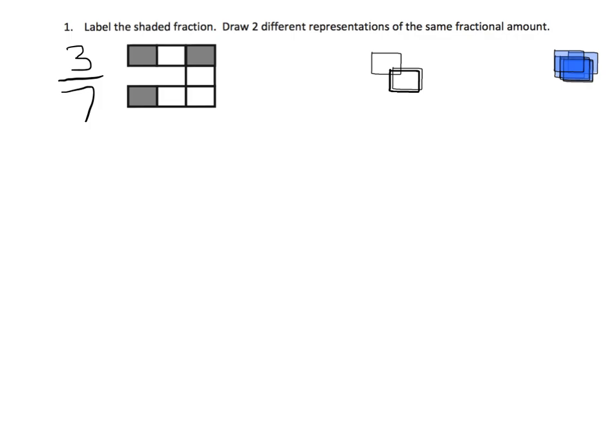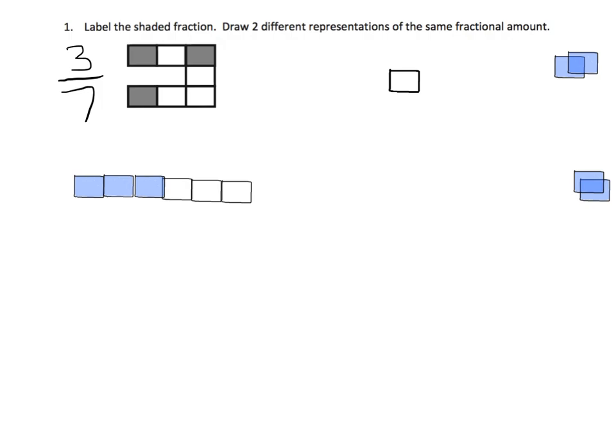So what I've done ahead of time is I've got some pieces here. Here's my piece, and you can see it's the same size as these up here, and let's arrange 3/7. So 1, 2, 3, 4, 5, 6, 7. So there's one example of what 3/7 might look like. And now we're going to make another one.